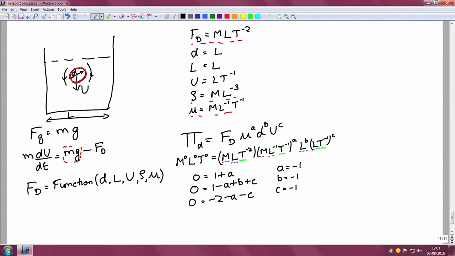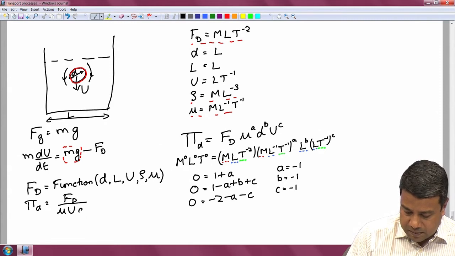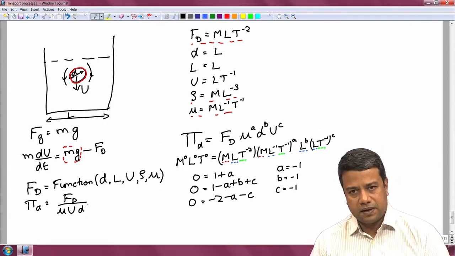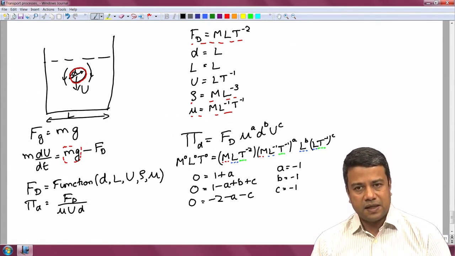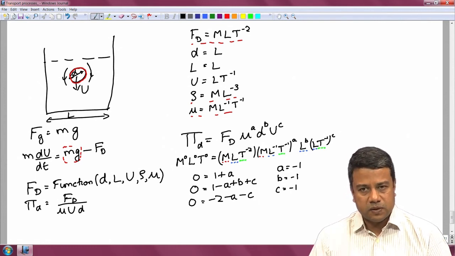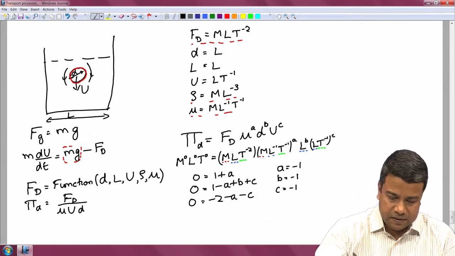Therefore, my dependent dimensionless group is going to be equal to f d by mu u times the particle diameter. So, that is the first dimensionless group that I have had, the dependent dimensionless group. It is a scaled force, scaled by suitable quantities in such a way that it ends up being dimensionless.